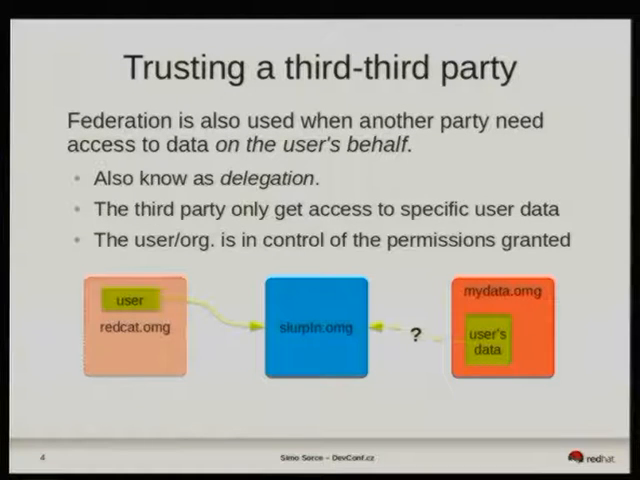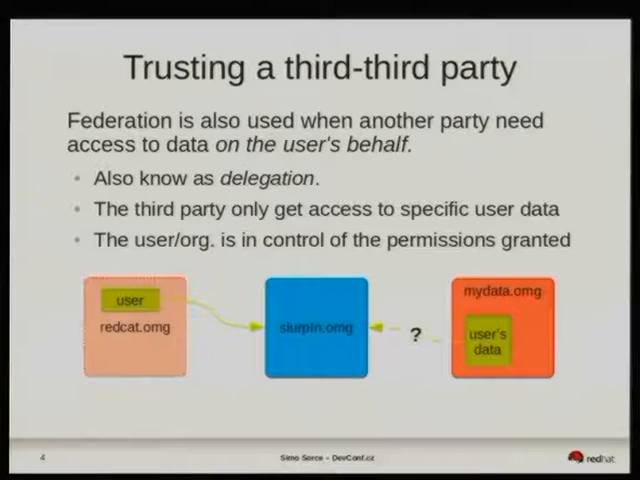Of course, once you start giving out to third parties, then you might need to trust the third party, because now you have something going on in this service and something going on in the other service, and your user tells you, well, I have some data here and some data here, and I need to put this stuff together. So how does that work?